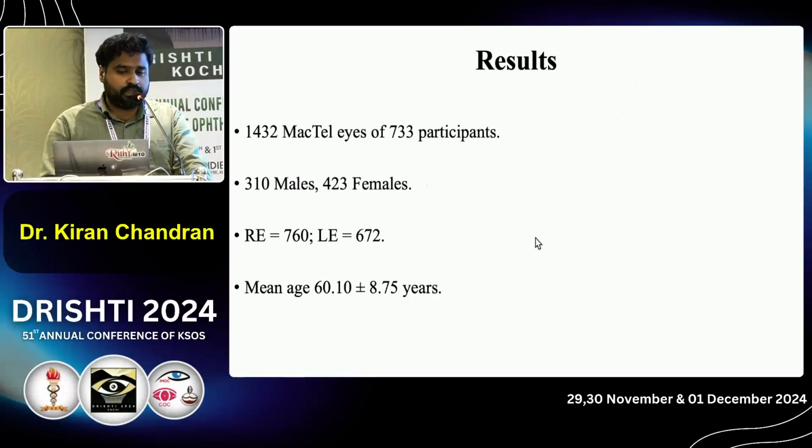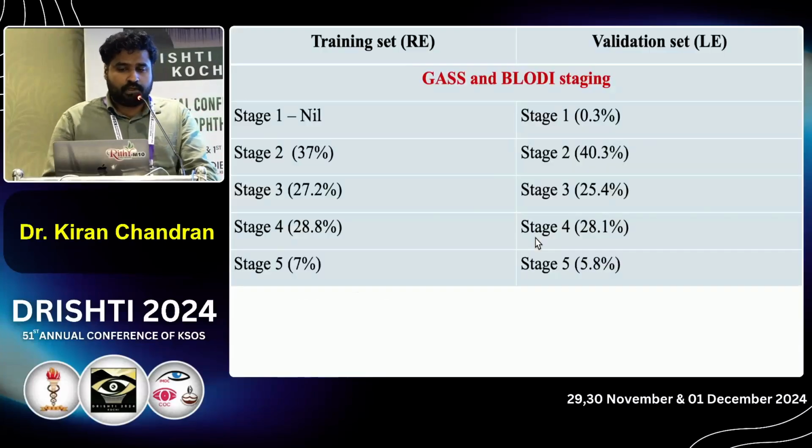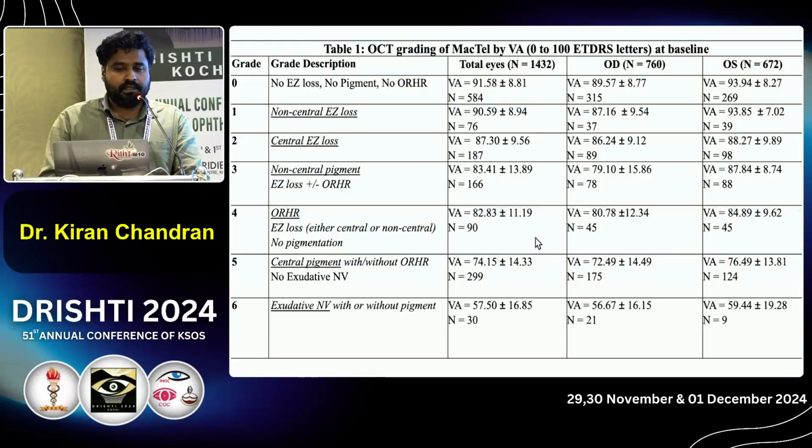Results: 1,432 MacTel eyes of 733 participants were recruited. The majority were females. Right eyes were recruited more than left eyes, and mean age was 52 to 68 years. In both the training and validation sets, as per the Gass and Blodi staging, the majority of eyes were in stage 2, followed by stages 4, 3, and 5. This was the OCT grading which we got after comparing the data.